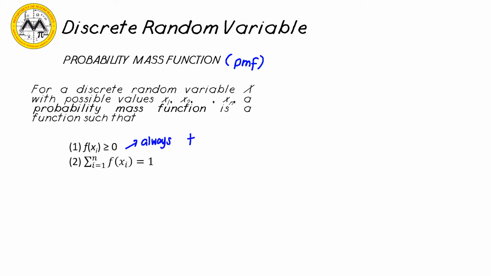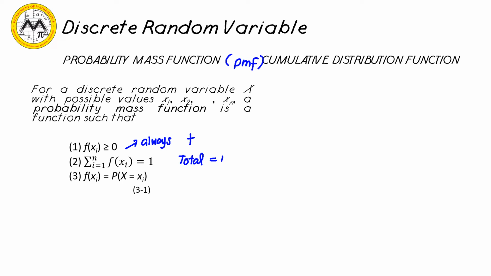Summation of f of x is equal to 1. So the total must always be 1. So there would be no probabilities greater than 1 because the total is only positive 1. And to get the probability of a certain event, the probability that the random variable X takes the value of xi, we just plug in the value xi to the probability mass function f of x.